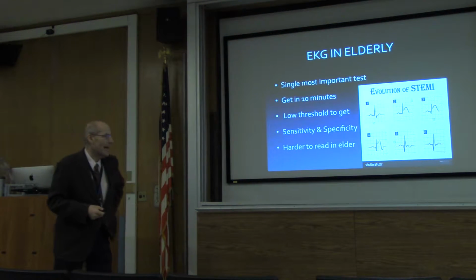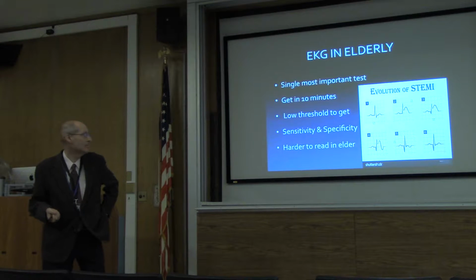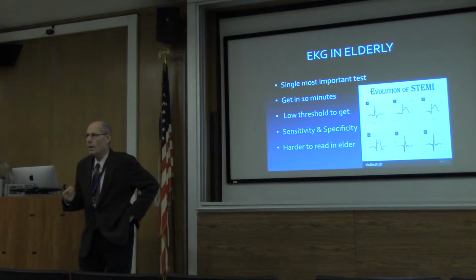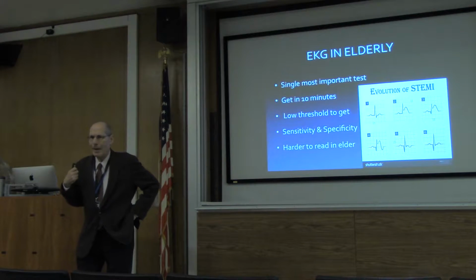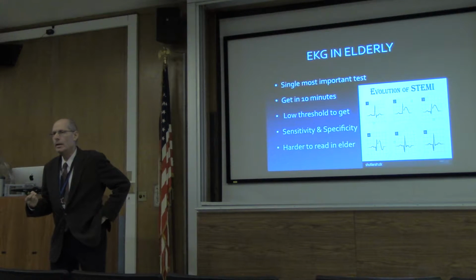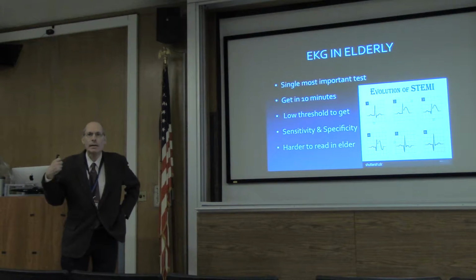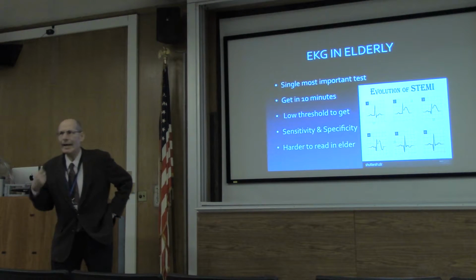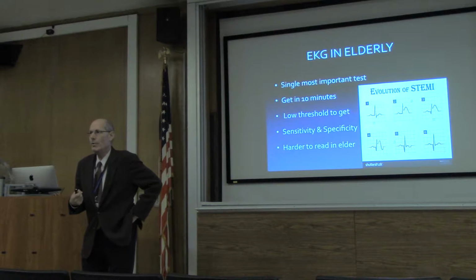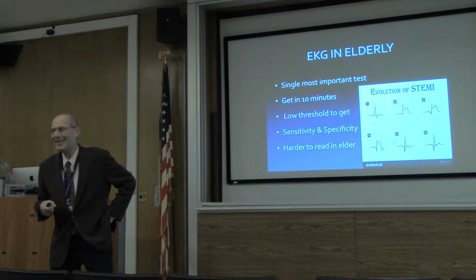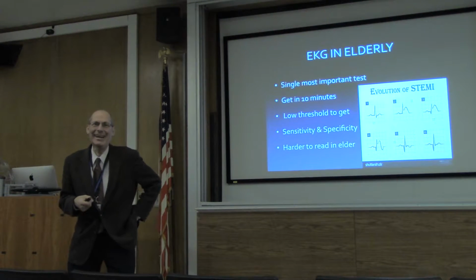So what about the EKG in the elderly? It's the single most important test that you can do for an elderly person that you suspect might be having an acute coronary syndrome. The standard is that you should try to get that EKG within 10 minutes. And it should be immediately available to you. Good luck with that. Even if it's done.